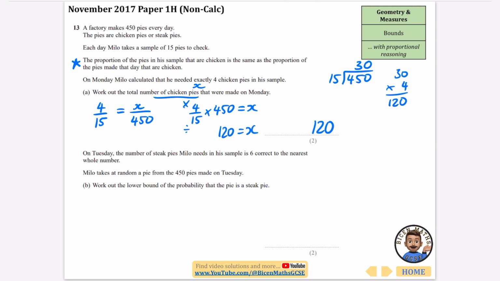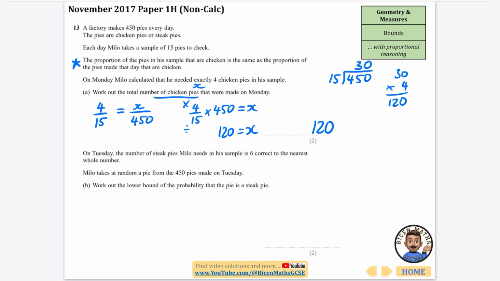Here's the bounds part of the question. It says, on Tuesday, the number of steak pies that Milo needs in his sample is 6 correct to the nearest whole number. So he's done some rounding with this. Milo takes at random a pie from the 450 pies made on Tuesday. Work out the lower bound of the probability that the pie is a steak pie.